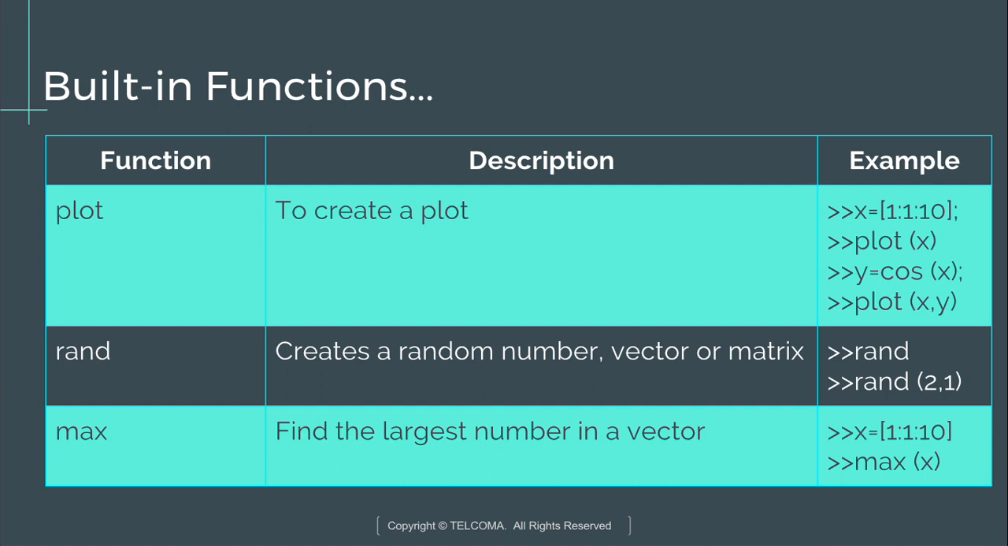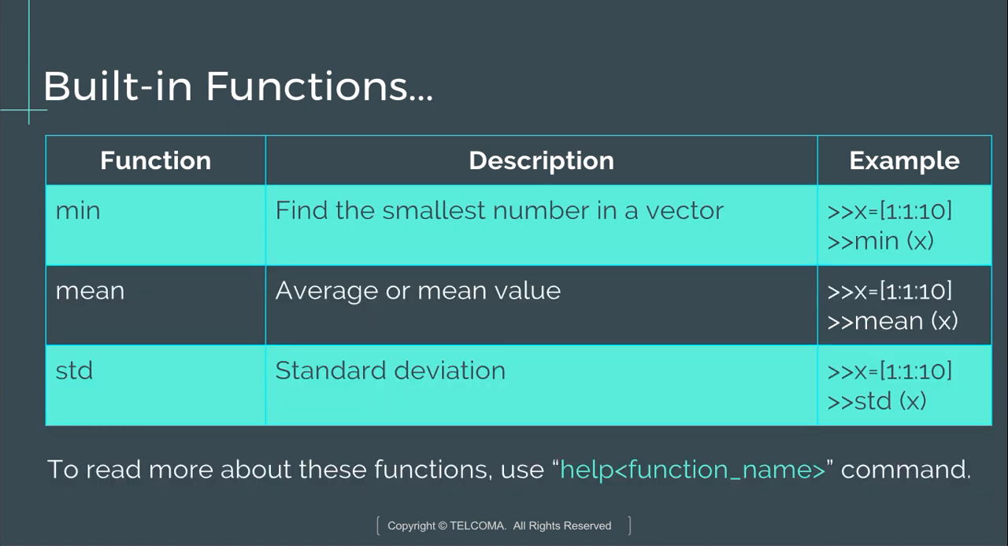Then is the max command, which is used to find the largest number in a particular vector. Then is the min command, which is used to find the smallest number in a vector. The mean command is used to find the average or mean value of a particular vector or variable. Then is the std command, which is used to calculate the standard deviation. So to read more about these functions, use the help space function name command to get more precise information about a particular function.